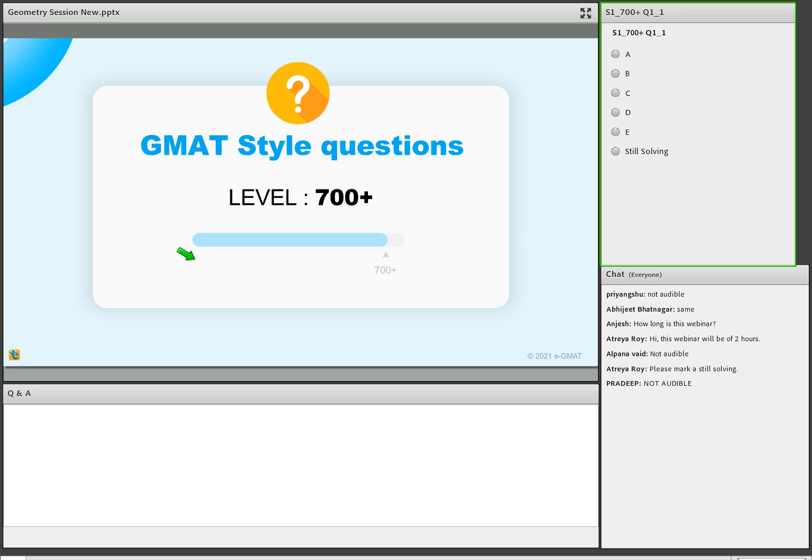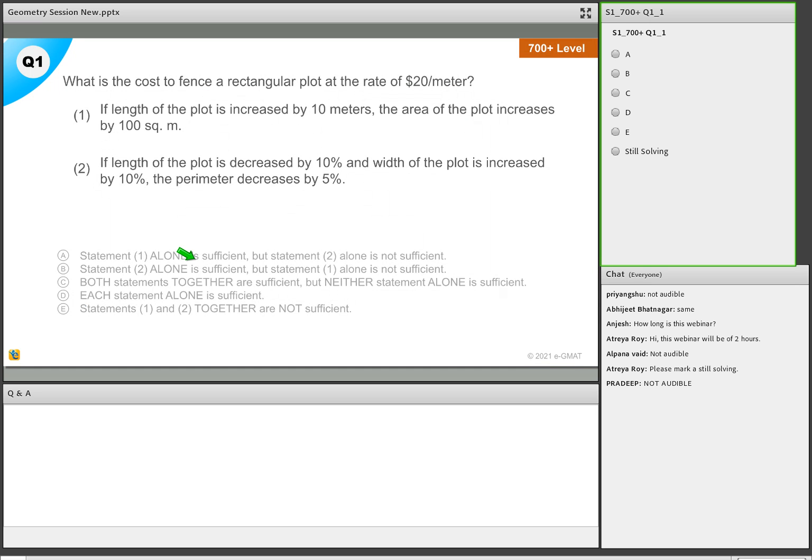Still solving is to tell me who is ready to do this, who are the active participants in the session. So right now I have enough people responding to this. It's time for me to show you the first question. Good luck.